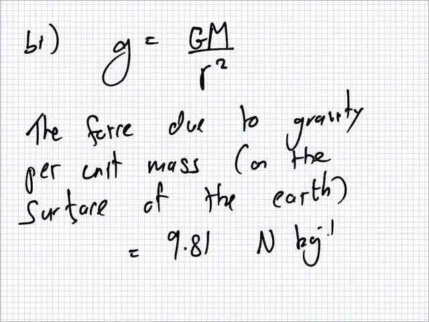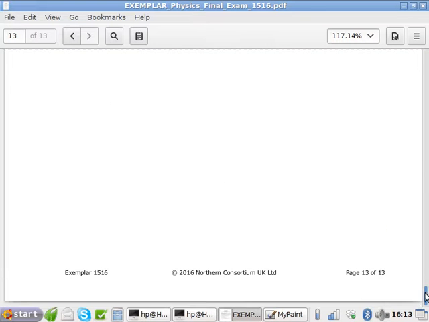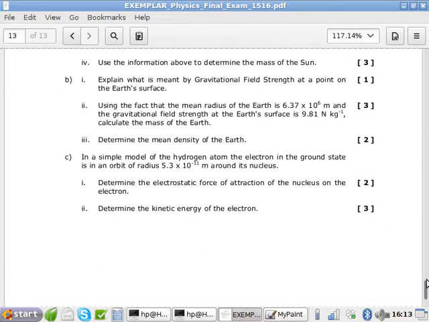Right, what's the second part? Mean density of Earth. Say again? Mean density of Earth. No, this was calculating the mass of Earth. Yeah, that would make the next part easier. Yes. So we want the mass of the Earth.